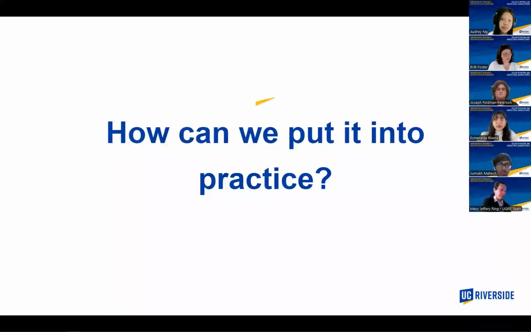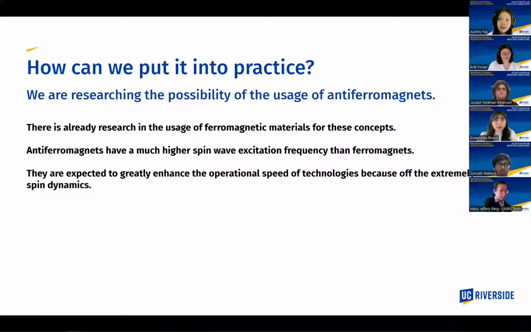So how can we put this knowledge into practice? Right now, there's already research into the usage of ferromagnetic materials. Here on campus, we're doing research into antiferromagnetic materials instead. The reason for this is because they have a much higher spin wave excitation frequency. Ferromagnets tend to operate in frequencies in the range of gigahertz, while antiferromagnets operate in the range of terahertz. So we could have up to 1,000 times faster speeds than what ferromagnetic materials could produce. As a result, we expect devices that use the technology developed for antiferromagnets to have much greater operational speed, as well as less energy consumption than the current standard of information processing.